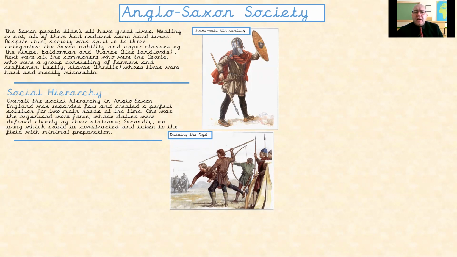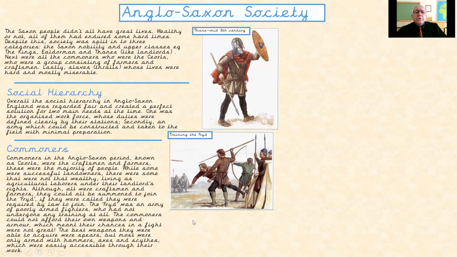Big parts of their fighting force came from the commoners, from the everyday people. But they knew exactly where to go to get these people. So the hierarchy, these 3 levels, did work for Anglo-Saxon society. So let's go to the middle of the pile, the commoners.